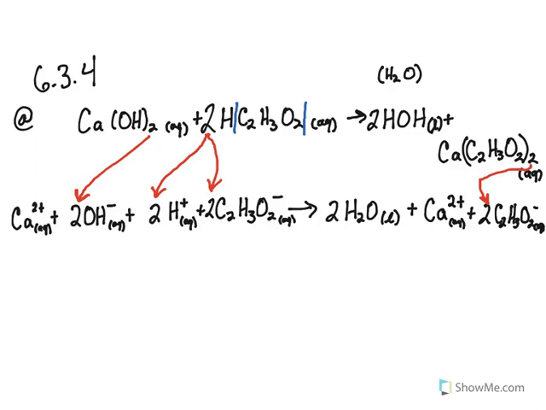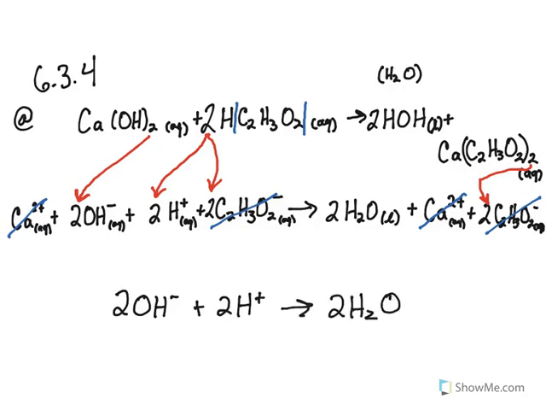Now I'm going to write the net ionic, and the difference between the net ionic and the total ionic is anything that is a spectator ion gets canceled out. So anything that is an ion on both sides of the arrow doesn't get written. In this case, that's going to be calcium, and that's going to be acetate. And I see that I'm canceling out the same number on both sides of the arrow. That is important. And so the net ionic is going to be the 2 OH minuses, the 2 H plus, yielding 2 H2O. That's not balanced.